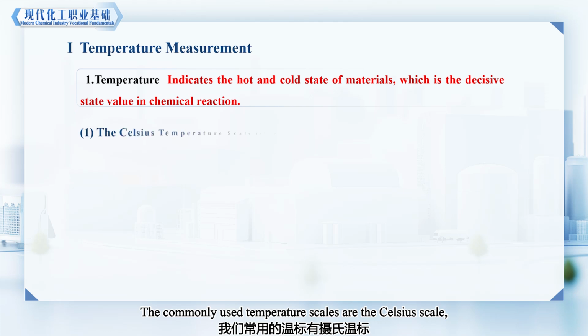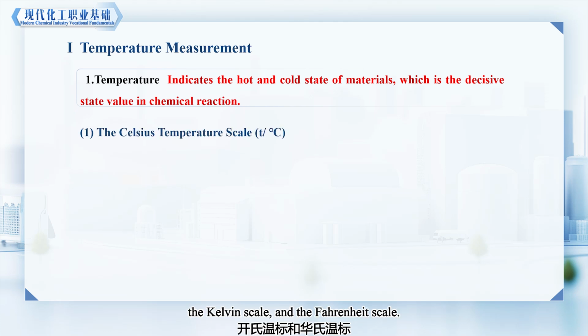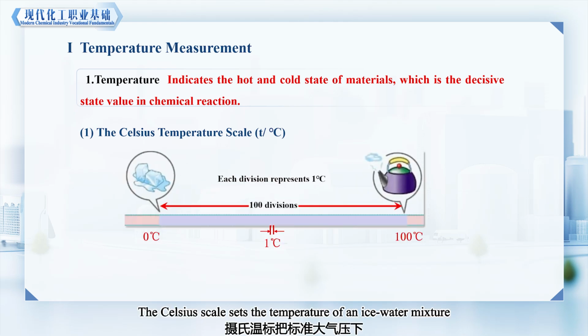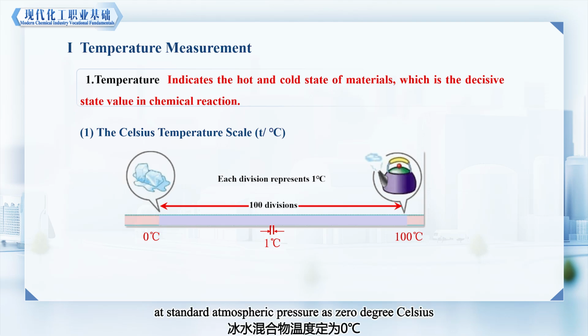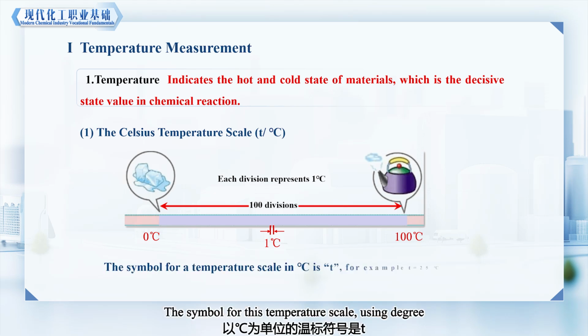The commonly used temperature scales are the Celsius scale, the Kelvin scale, and the Fahrenheit scale. The Celsius scale sets the temperature of an ice-water mixture at standard atmospheric pressure as 0 degrees Celsius and the boiling point of water as 100 degrees Celsius, with the interval divided into 100 equal parts. The symbol for this temperature scale using degree Celsius as the unit is T.